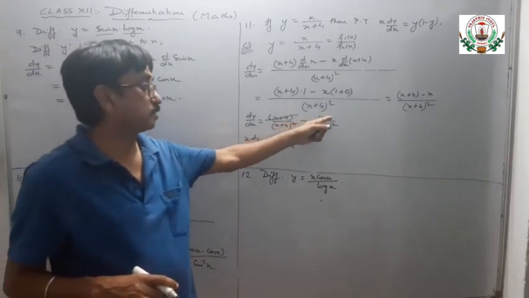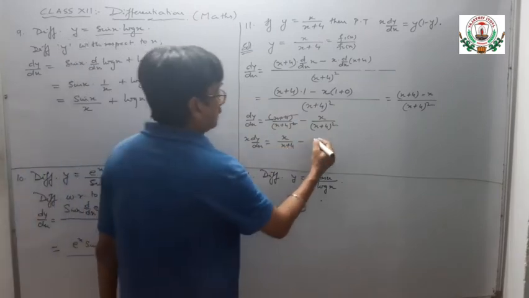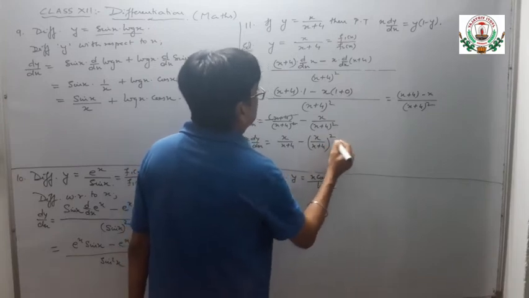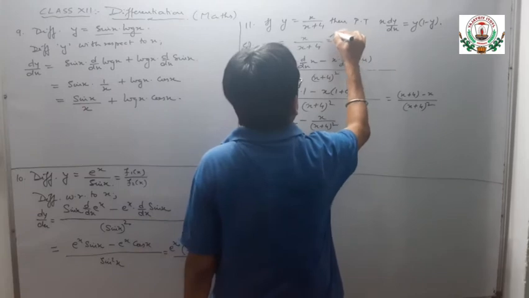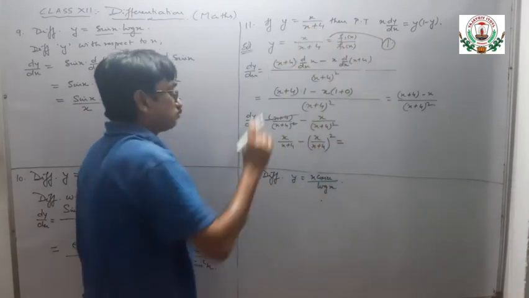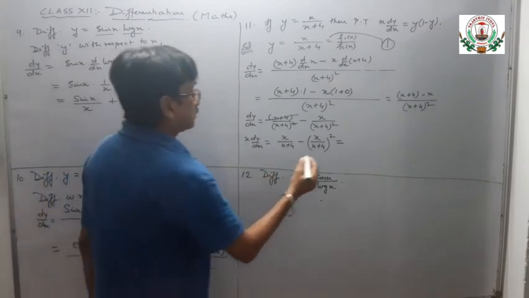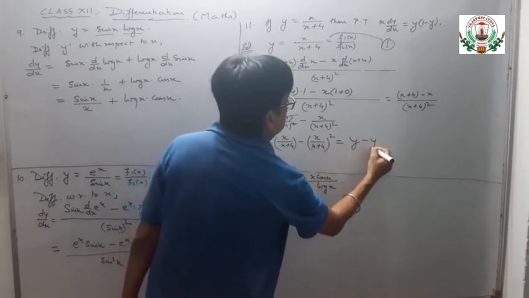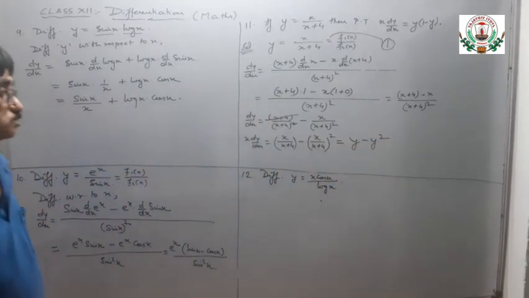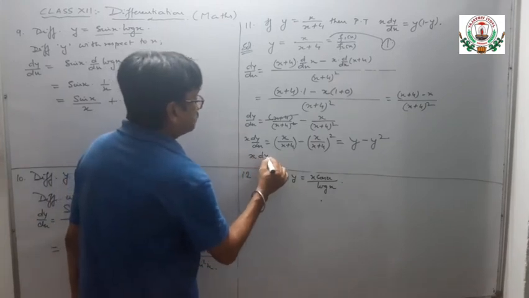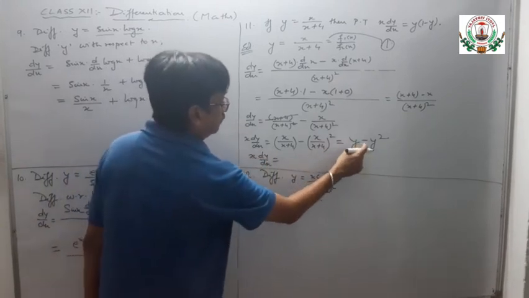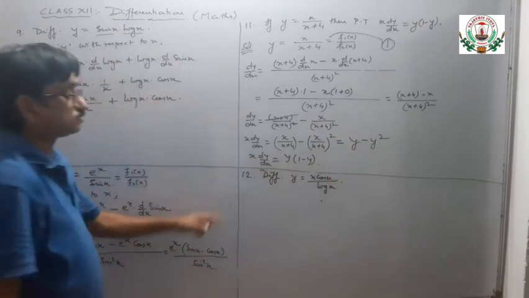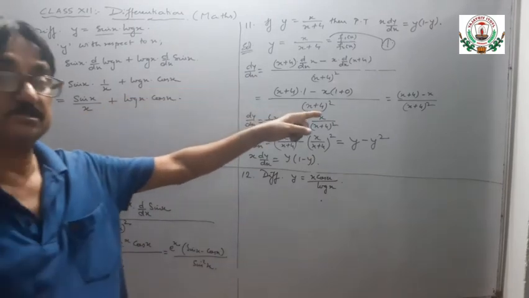Numerator is also in a square term, denominator is also in a square term. So I can write x upon x plus 4 the whole square. This function x upon x plus 4 is y, and this value I can write as y square. It becomes y minus y square, and in the very next step, x into dy by dx, I can take y common from both the terms, so y into 1 minus y. So x into dy by dx equals y into 1 minus y.